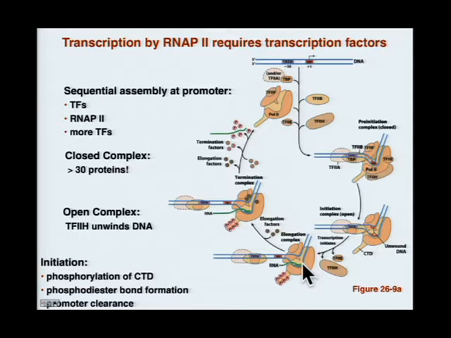And then we open the duplex, we start the synthesis, we initiate transcription. RNA molecule starts to extrude through the exit hole. But now we have a gauntlet that's set up. There's this C-terminal domain, one of the polypeptides within the RNA polymerase, that has a bunch of serines, threonines, and tyrosines. And those become hyperphosphorylated once we've cleared this promoter.